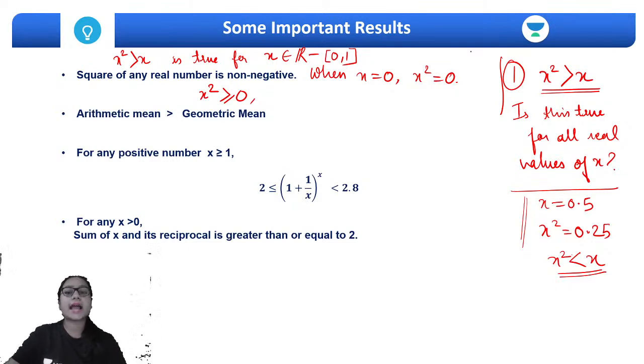But when x lies between 0 and 1, meaning any decimal value between 0 and 1, the square of x will always be less than x. I hope this is clear.